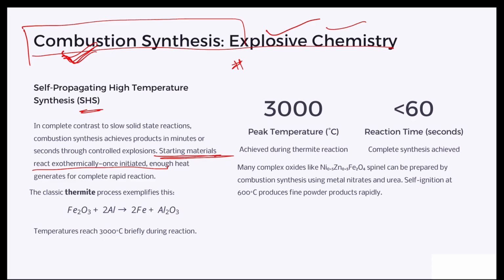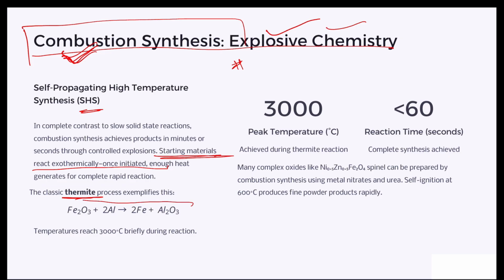One of the classic examples of this kind of reaction is thermite, which is used in the railway line. When we have to weld the railway line together, because there is some breakage on the rail tracks, we use thermite to fuse those together, to melt those together, because thermite can reach a temperature of somewhere around 3000 degrees Celsius.